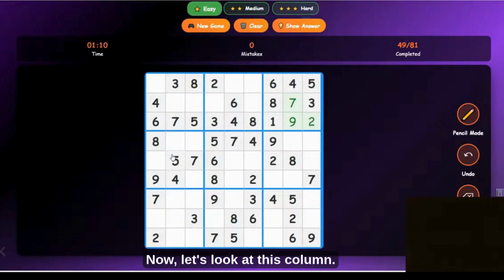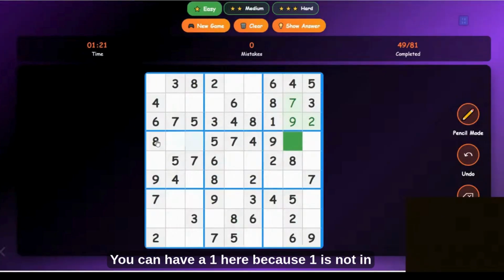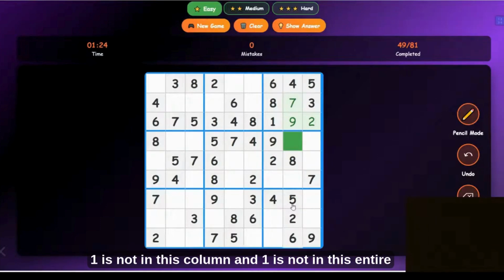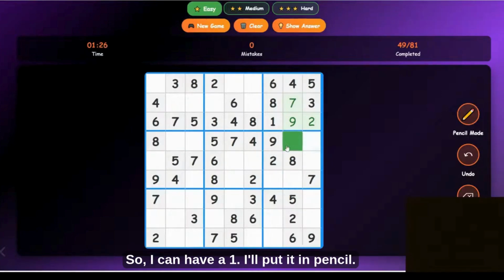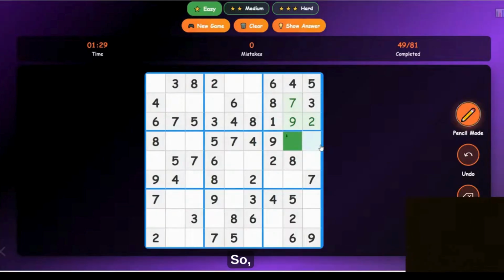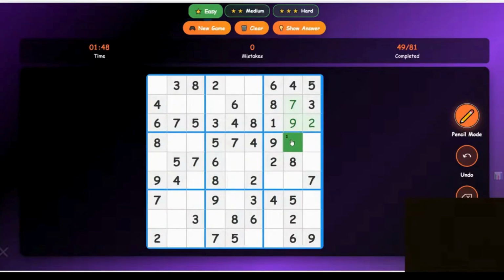Now let's look at this column. You have two blocks that are still to be filled. So let's start here. You can have a 1 here because 1 is not in this row, 1 is not in this column, and 1 is not in this entire big box. So I can have a 1 and put it in pencil. Then 2 is already here. We cannot have a 2 here. 3 is not there in this row, not in this column, and not in this big box. So we'll put a 3 in pencil.